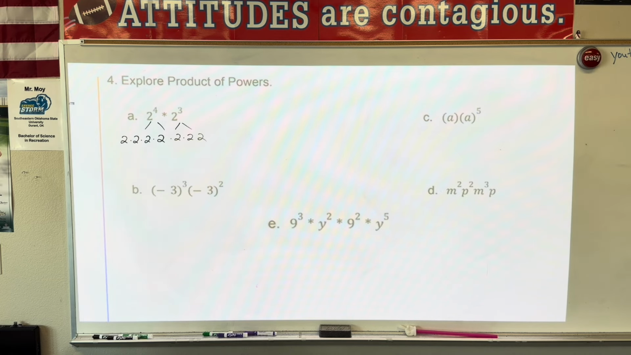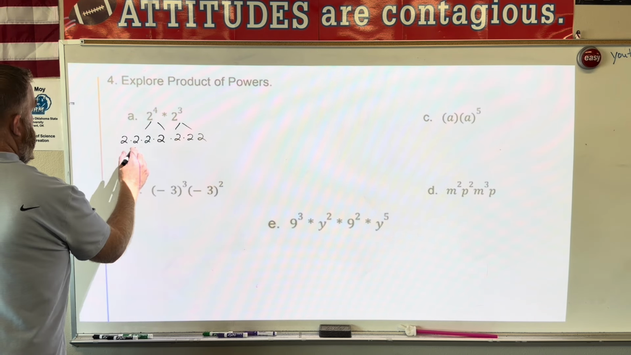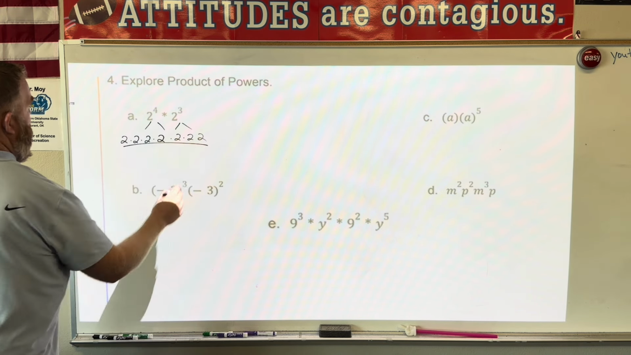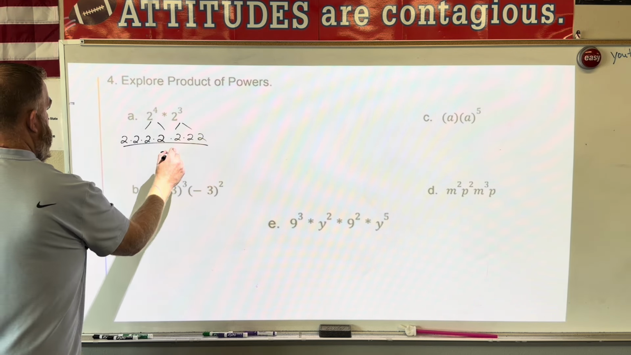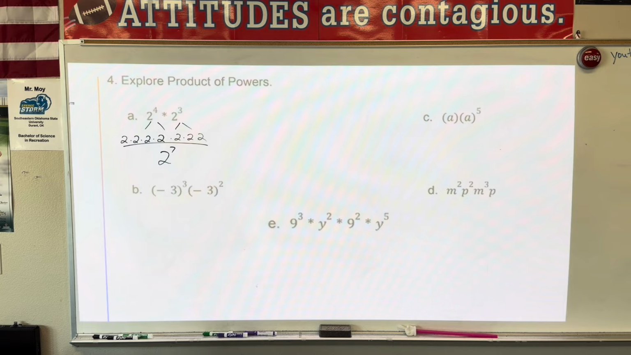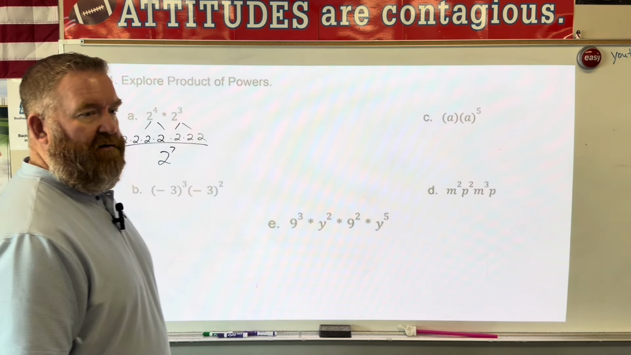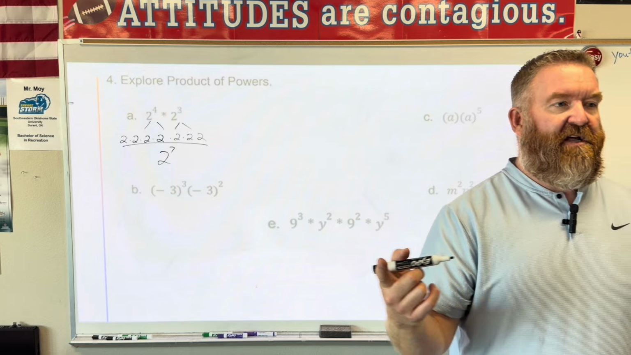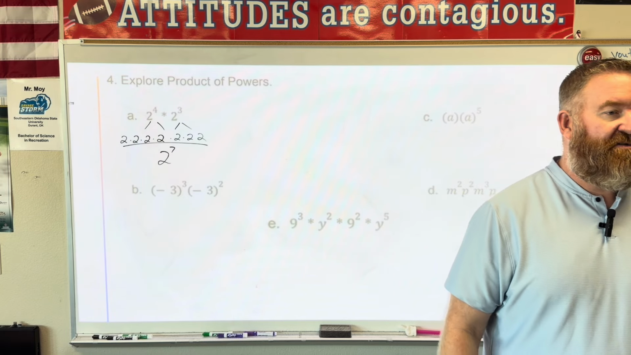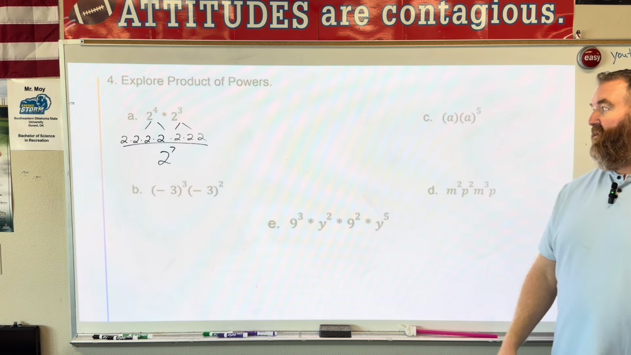Same number. How many times? How many are there? If I just gave you that and said write that in exponent form, how would you write it? 2 to the what? 2 to the power of 7. What do you notice? Go ahead and say it. All I did was add the exponents. I went 4 plus 3. You guys with me on this?